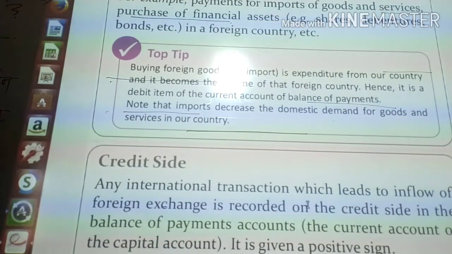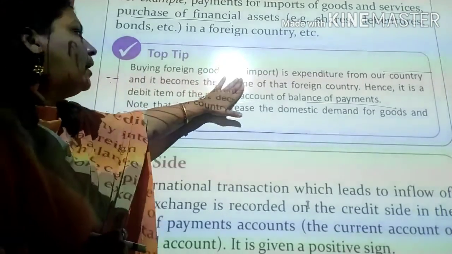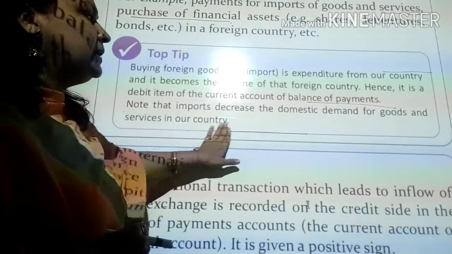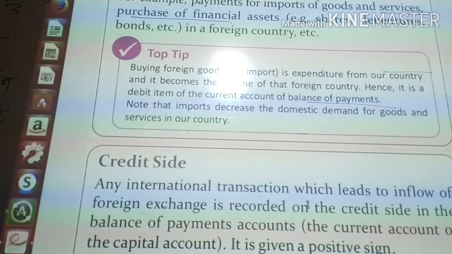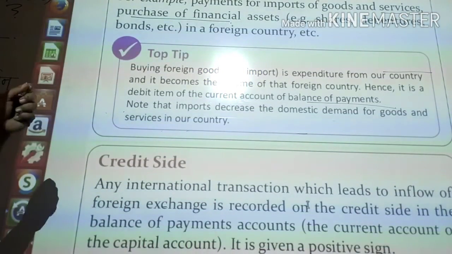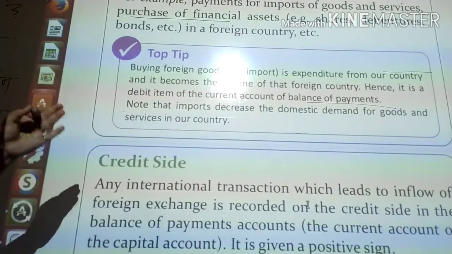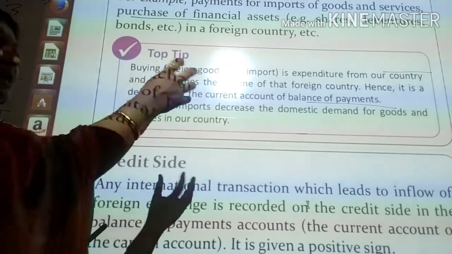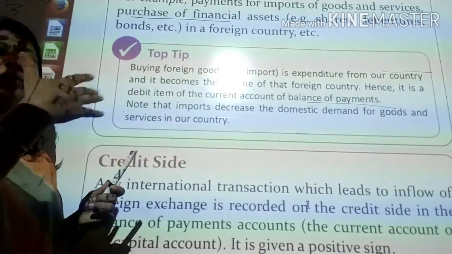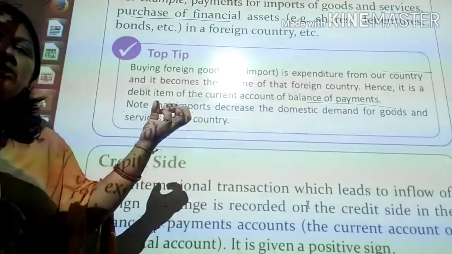Now by using the foreign goods, और हम यूज कब करेंगे फॉरेन गुड्स का? डेफिनेटली जब हम इंपोर्ट करेंगे. So buying foreign goods, import is expenditure from our country. क्लियर? And it becomes the income of that foreign country. हमारे लिए अगर वो एक्सपेंडिचर है तो डेफिनेटली उनके लिए इनकम है. क्यों? क्योंकि हमने उनसे परचेज किया है.